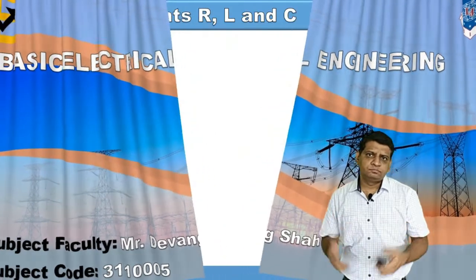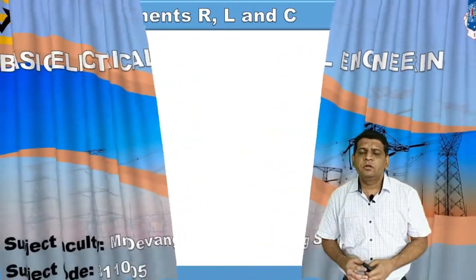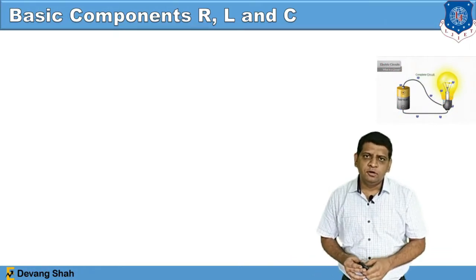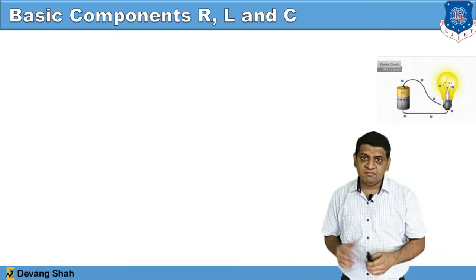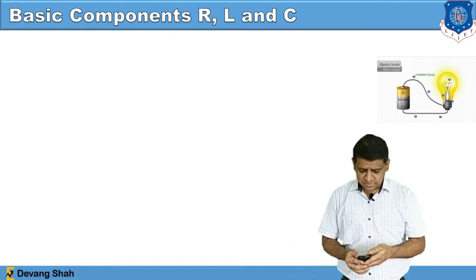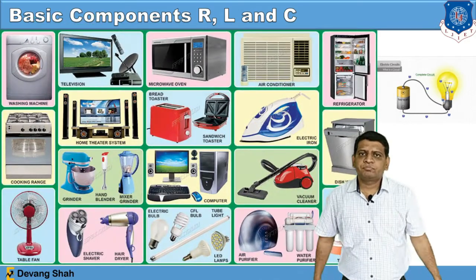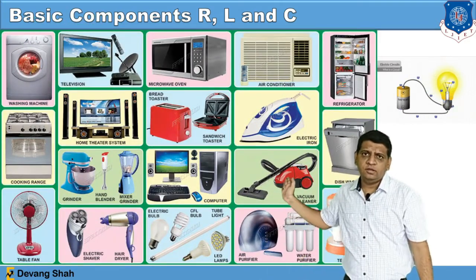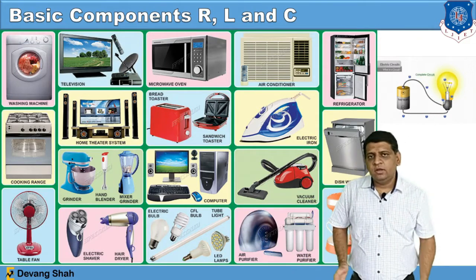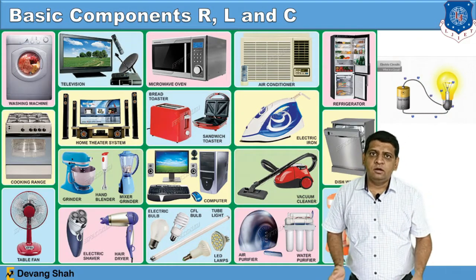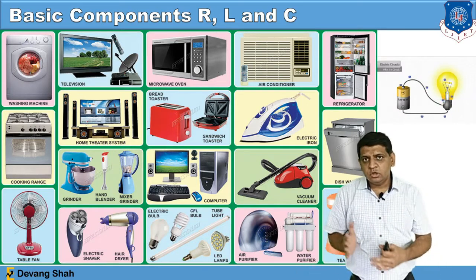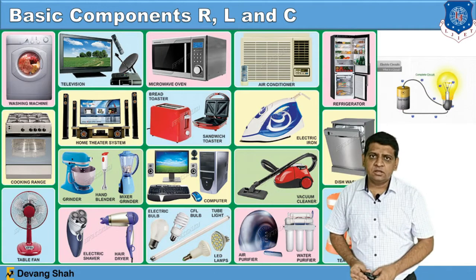So, in our primary things to survive in this world, we require roti, kapda, makan. In the same way, to design electrical circuitry, we require resistance, inductor, and capacitor. If you see, there are various home appliances like a microwave oven, television, fridge, and washing machine. You can use all these home appliances because of the resistance, inductor, and capacitor.